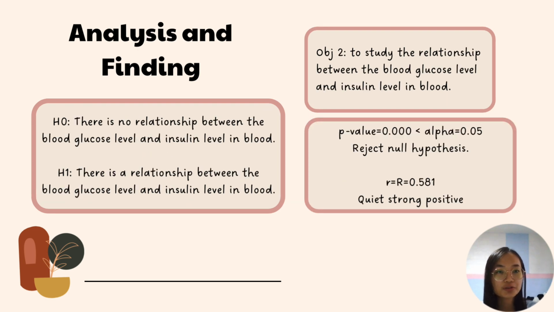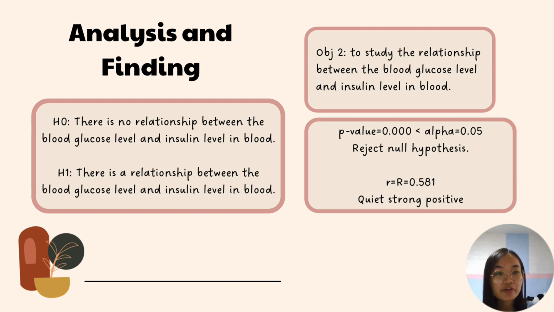Next, for our objective 2, which is to study the relationship between the blood glucose level and the insulin level in blood, we use a simple linear regression to test our objective 2. Our null hypothesis is there is no relationship between the blood glucose level and insulin level in the blood, while our alternative hypothesis is there is a relationship between the blood glucose level and the insulin level in the blood. We use the SPSS software to solve our objective 2.